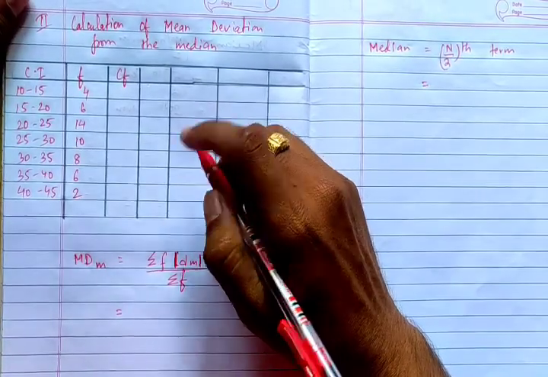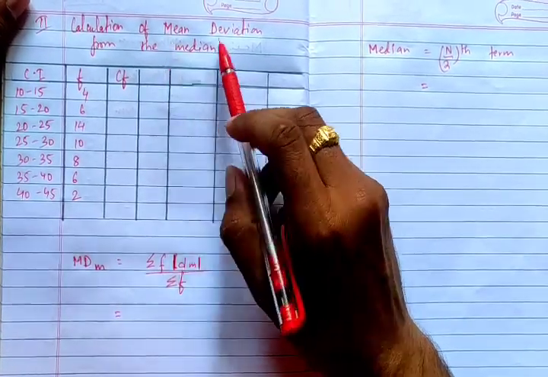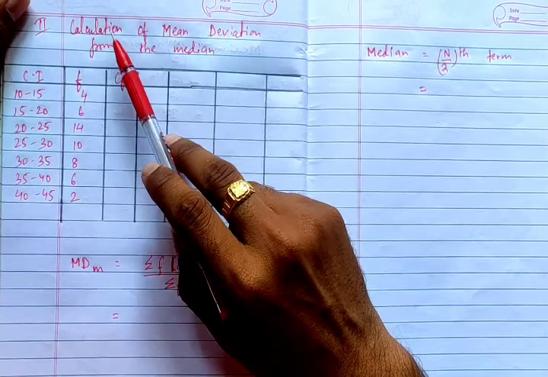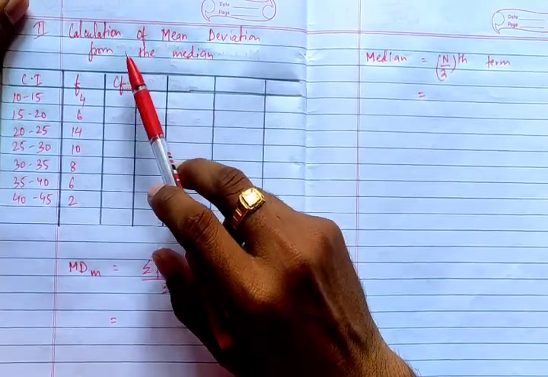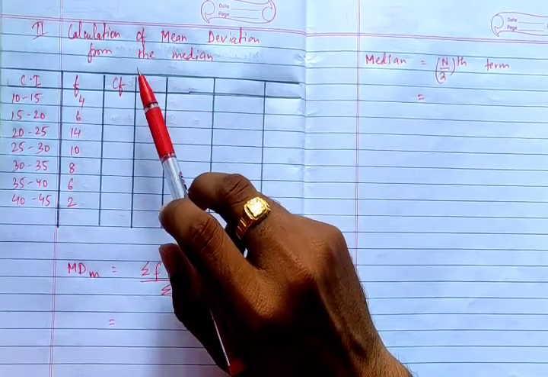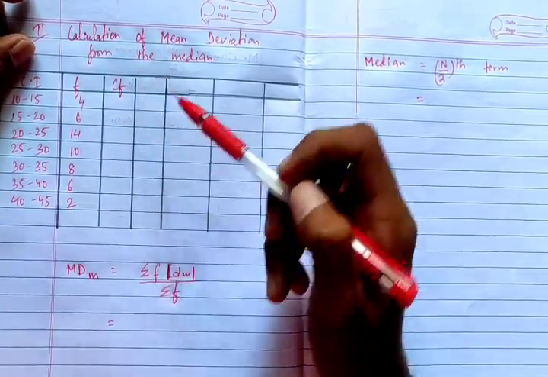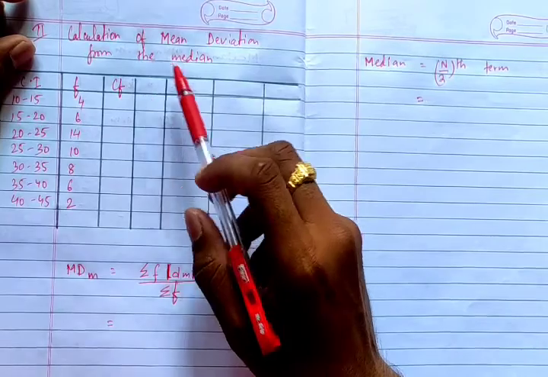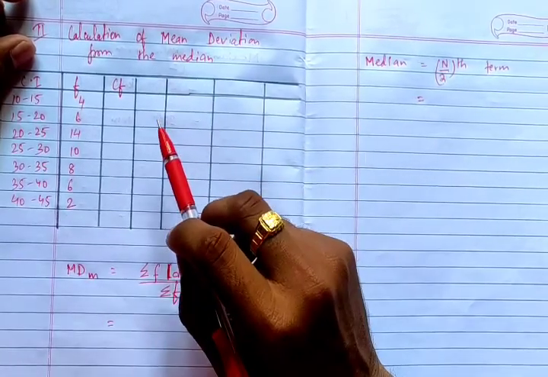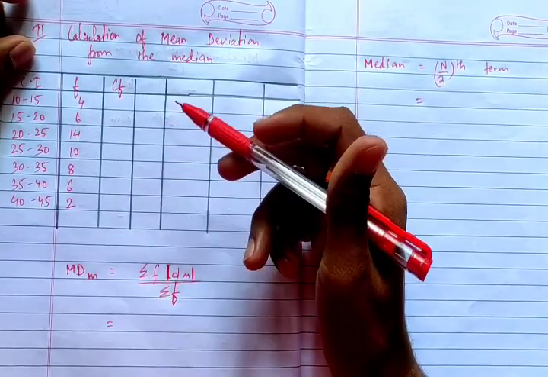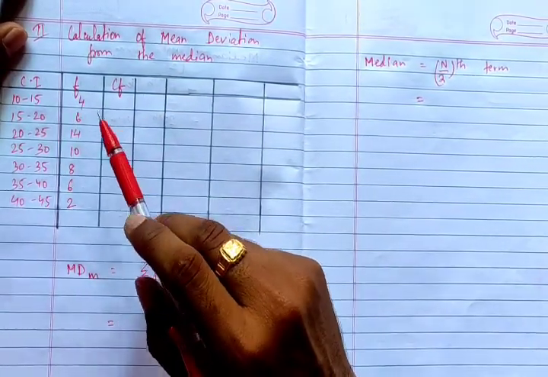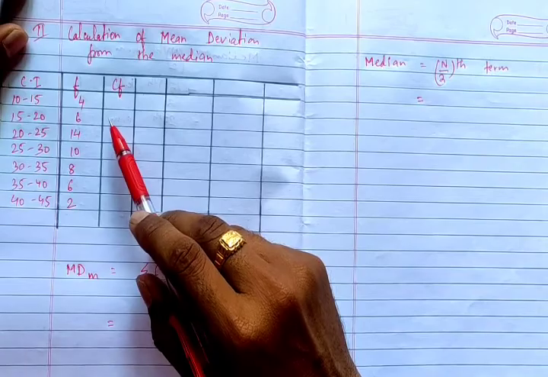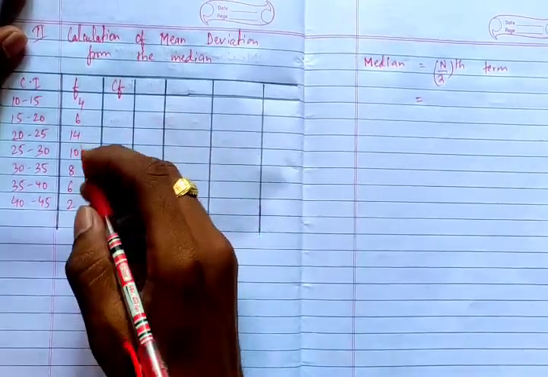So students, now we have already done the mean deviation from mean. So now we'll do calculation of mean deviation from the median. In calculation of mean deviation from mean, we calculated arithmetic mean, that is x bar. Now to calculate mean deviation from median, we have to calculate median first. Then only we can find mean deviation from median. So first, to calculate median, we need cumulative frequency. Clear? So first let us calculate cumulative frequency.